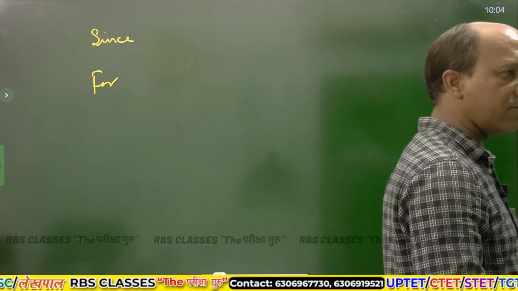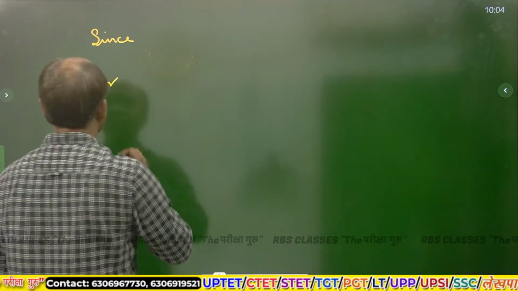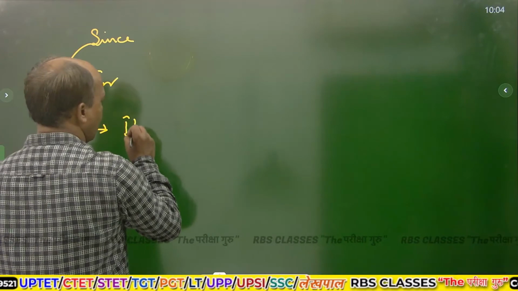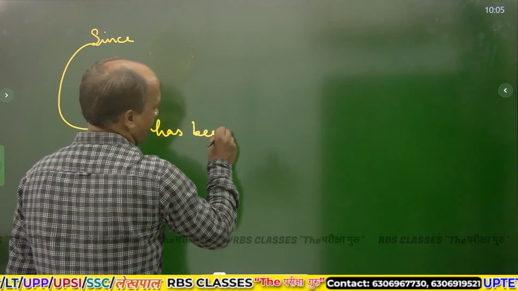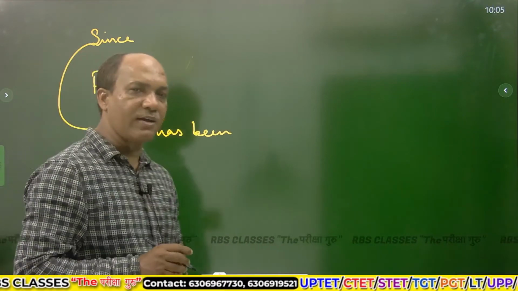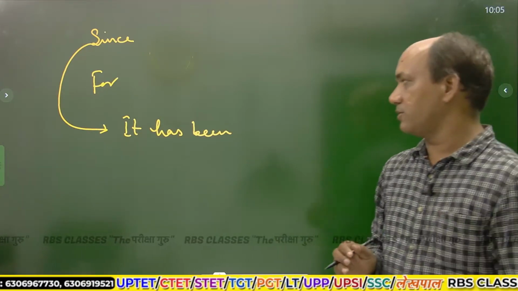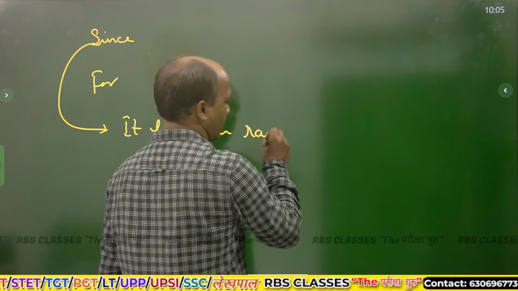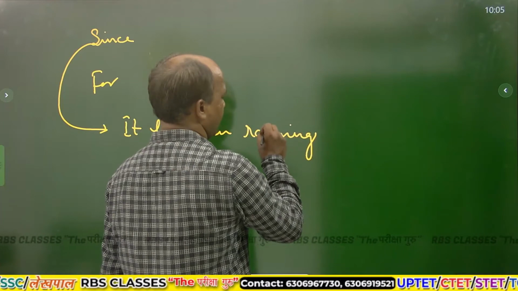जैसे कहा जाए सुबह से बारिश हो रही है. सुबह से बारिश हो रही है. कैसे कहेंगे? It has been. परफेक्ट कंटिन्यूअस होना चाहिए सेंस के लिए. इट इज रेनिंग अगर लिख देंगे तो गलत हो जाएगा. इट इज रेनिंग पूरी तरीके से गलत हो जाएगा. इट हैज बीन रेनिंग.